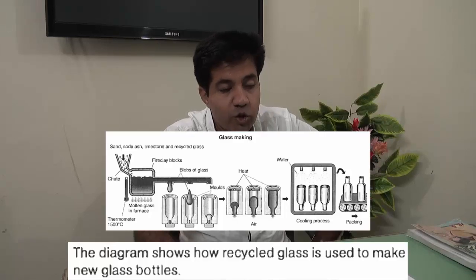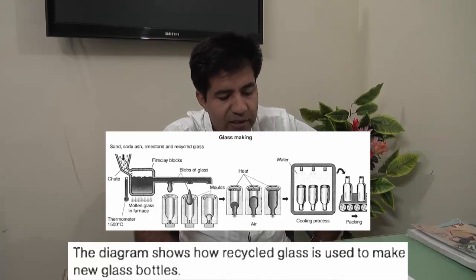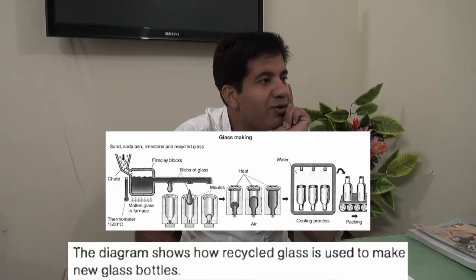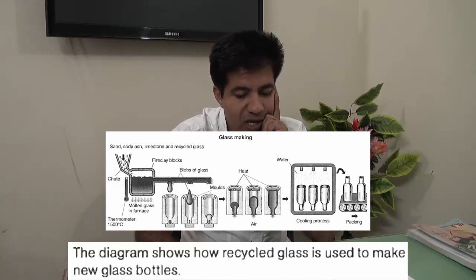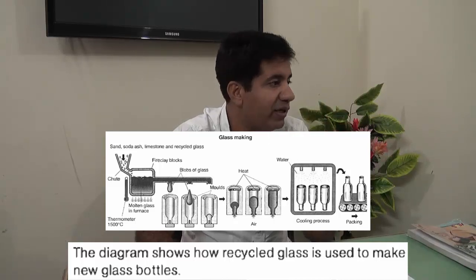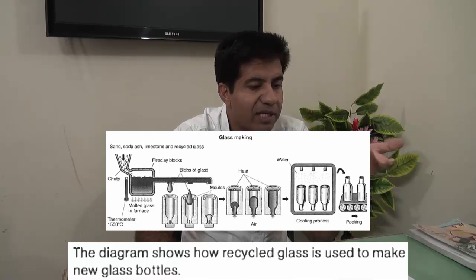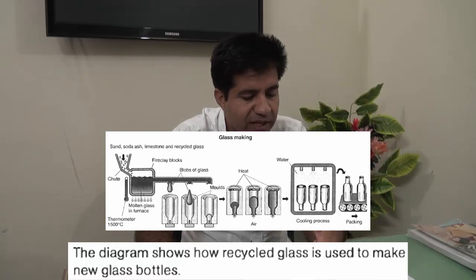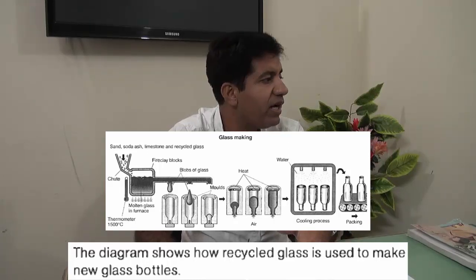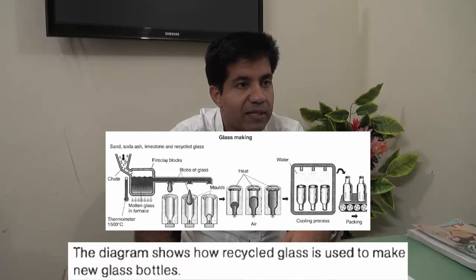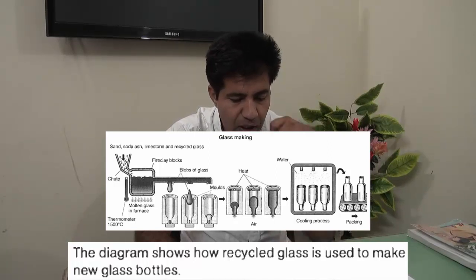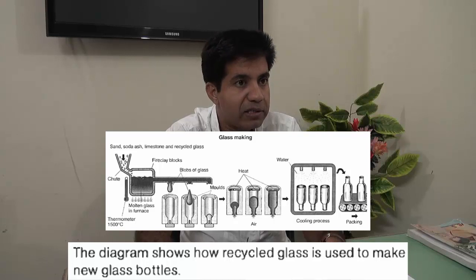Okay, now let's see your introduction here. We got the introduction. The diagram shows how recycled glass is used. Is it true? The diagram shows how recycled glass is used to make new glass bottles. What are they making? They are making the bottles. And recycled glass, it's written there, recycled glass. Although they use sand, soda ash and limestone, these are the important ingredients, but actually they are using recycled glass. Clear? Okay, the diagram shows how recycled glass is used to make new glass bottles.